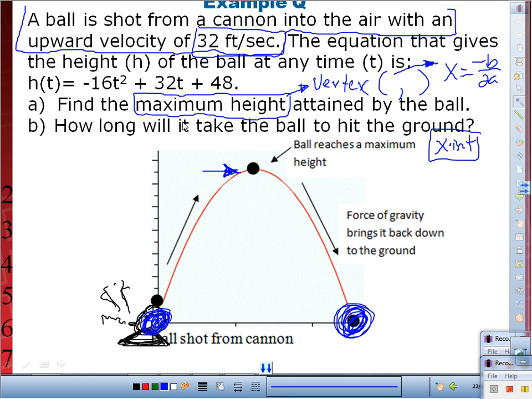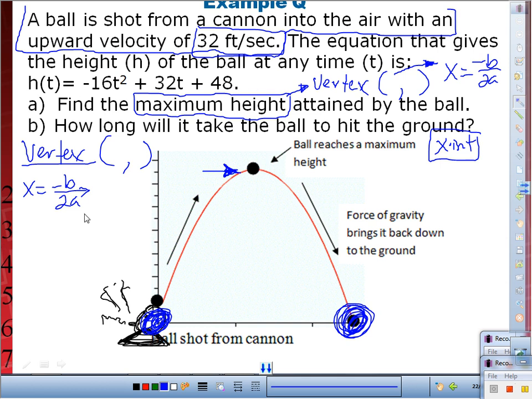Before we move on to solving the equation to find how long it takes to hit the ground, let's find the vertex. So I'm going to do the work over here. Vertex, I'm going to do that in blue. To find x, we said we write x equals minus b over 2a. According to our equation, what is b?